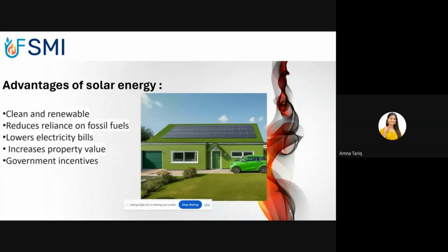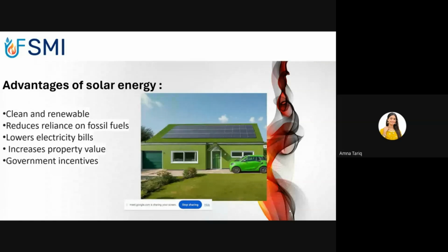Then, increased property values. Homes with solar panels often have a higher value. Government incentives: many governments offer financial incentives for installing solar panels, to reduce our electricity bill. Studies have shown that homes with solar panels often sell for a higher price than those without them.